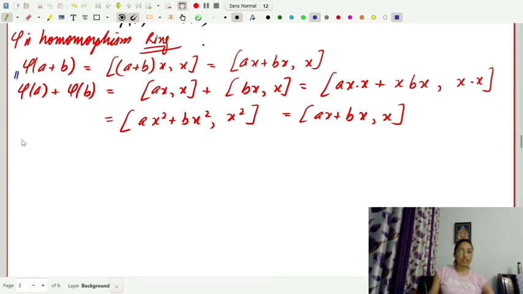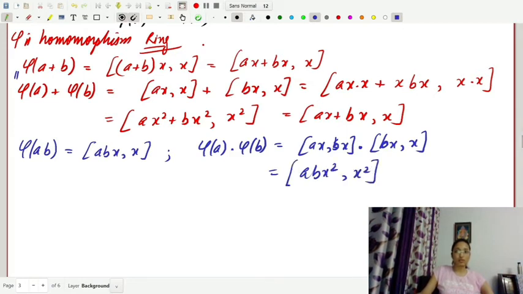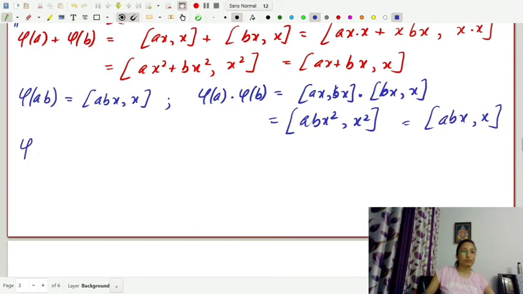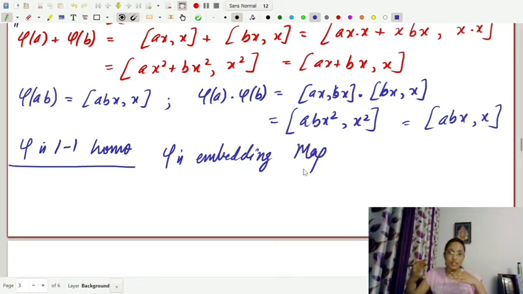Now under multiplication, we need phi(ab) equal to (abx, x), whereas phi(a) · phi(b) is equal to (ax, x) · (bx, x), which in turn implies (abx², x²), similarly equal to (abx, x). Therefore phi(ab) is equal to phi(a) · phi(b), and hence we claim that phi is a 1-1 ring homomorphism, and therefore phi is an embedding map, that is, D can be embedded into F, where D was an integral domain and F was a field. Therefore an integral domain can be embedded into a field.